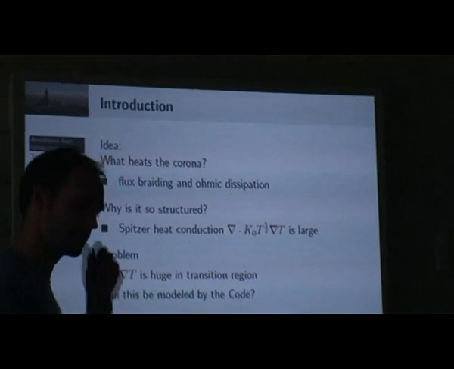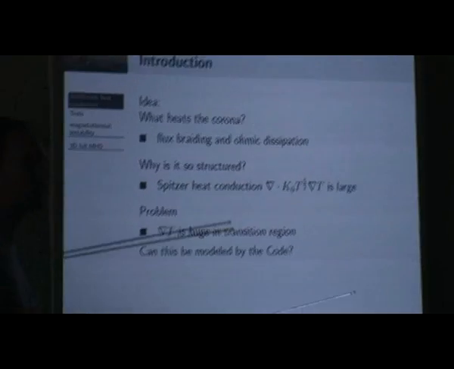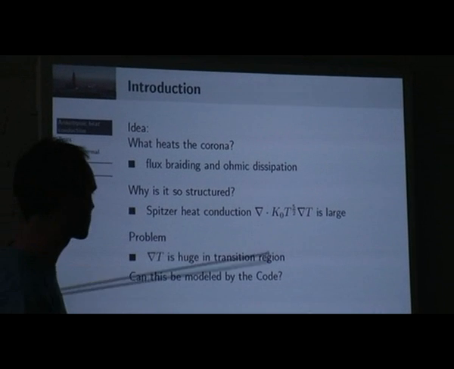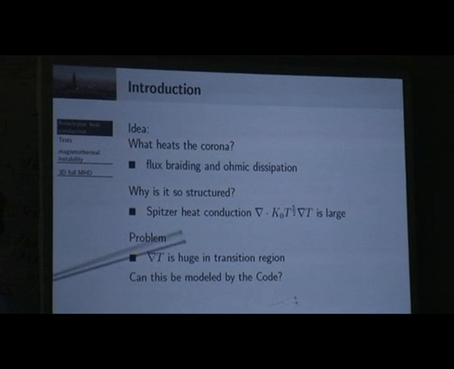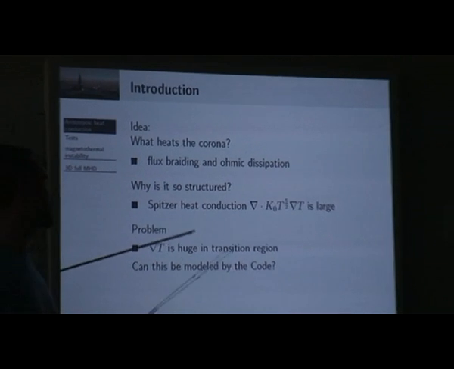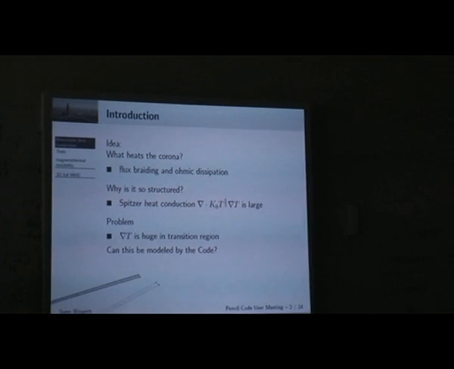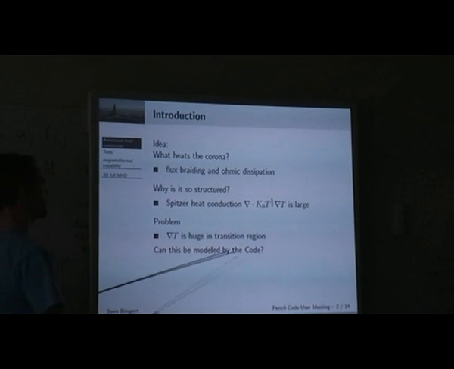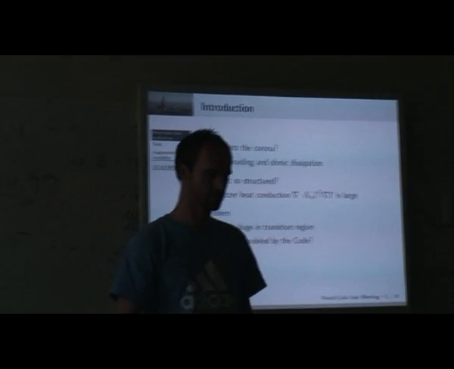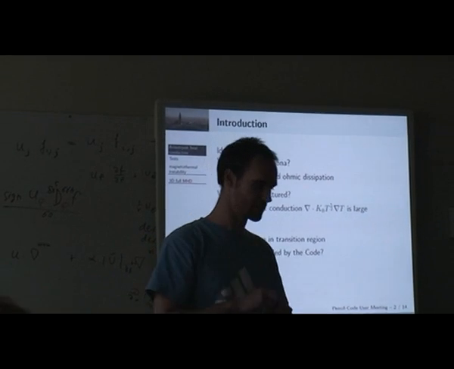The problem now for the simulation is that you start from the solar photosphere, which is about 3,000 Kelvin hot, up to the corona, which is 1 million degrees. I have a really high gradient in temperature in the transition region. And the question is, can we really model this with the Pencil Code, because other codes already did, and is the code suitable for us, is it fast enough, and if so, can we do more than just a simple simulation?